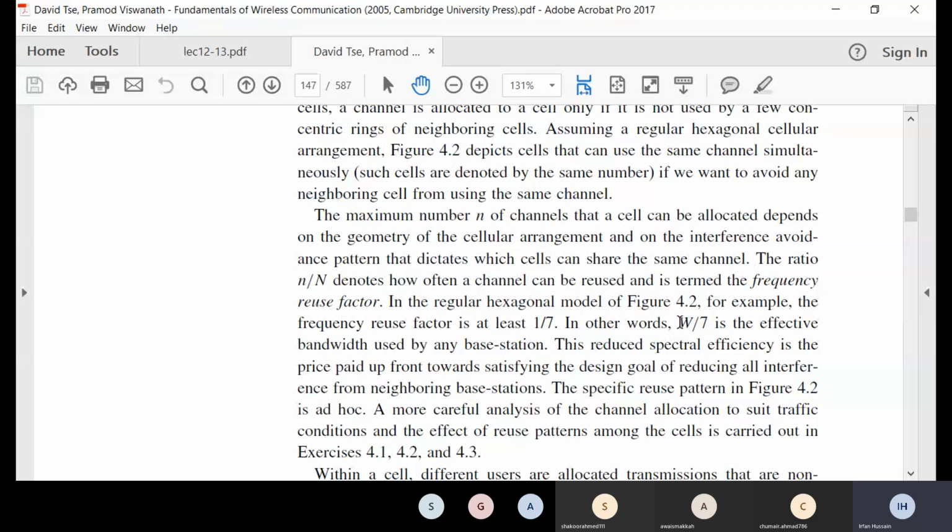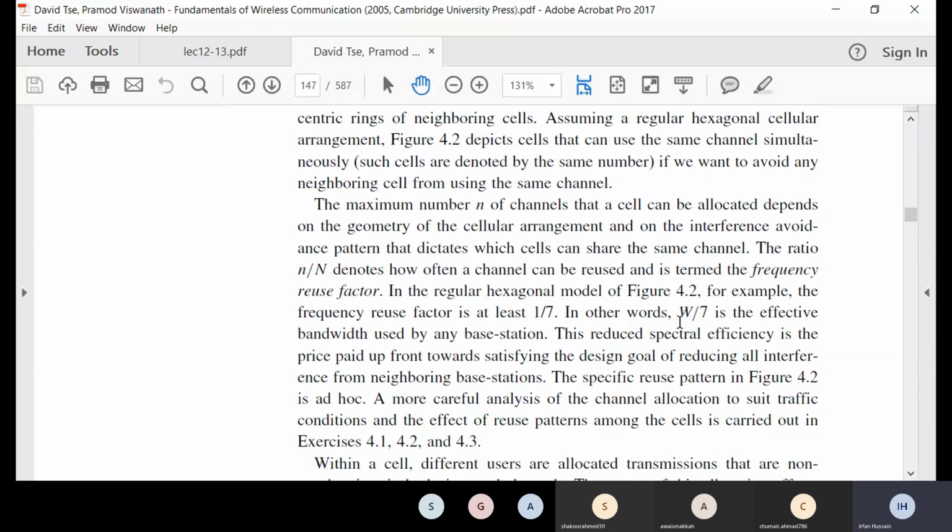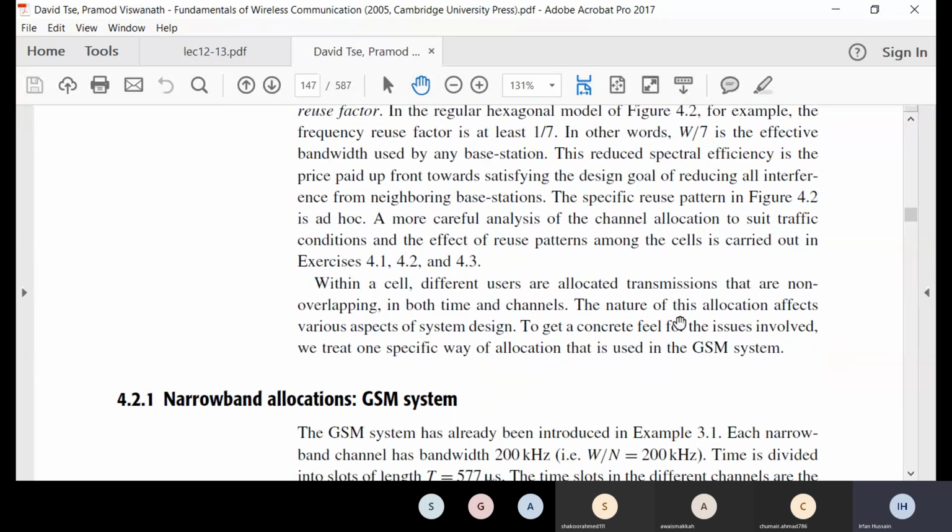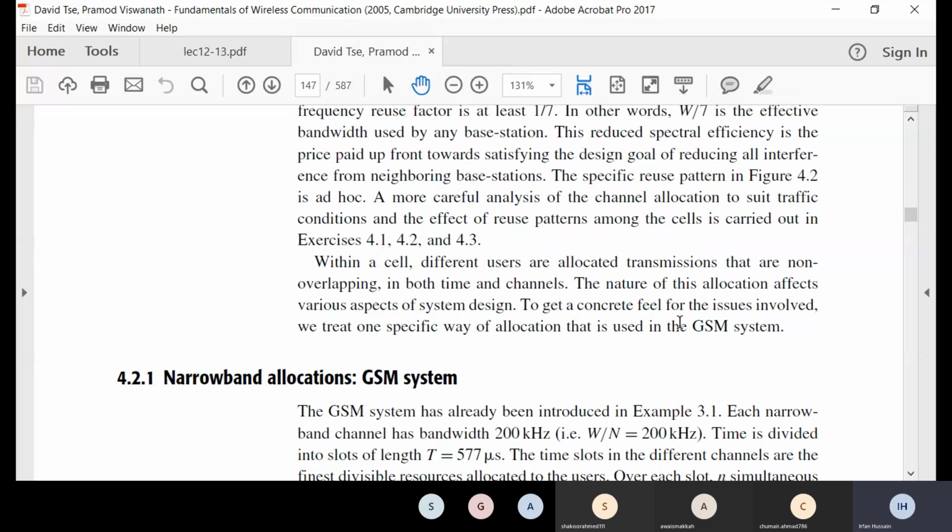Industrially you have to do more calculations and check the traffic, and then you assign the reuse pattern. Okay? So exercises are given. Within a cell, no problem. Each user is given different channels in time and frequency, so no problem.